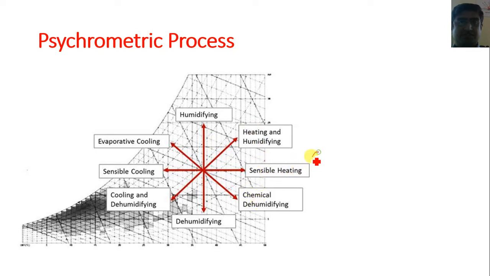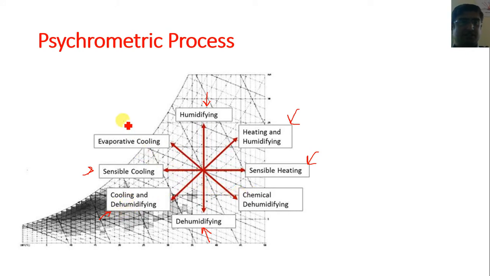The first one is the sensible heating, and next one is the sensible cooling. Then the third one is the humidification, or you can say the humidifying process. Fourth one is the dehumidification, or you can say the dehumidifying process. Then the fifth one is the heating and humidification process. The sixth one is the cooling and dehumidification process.